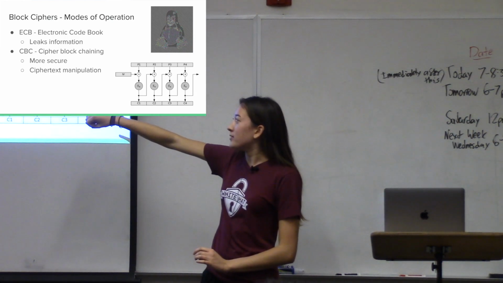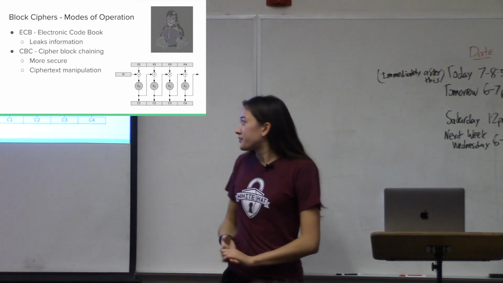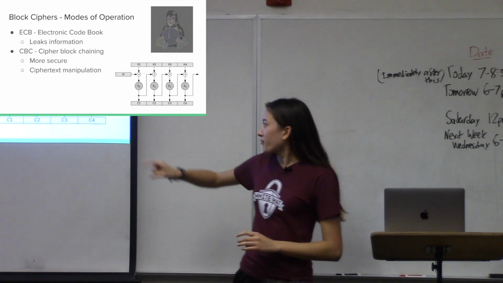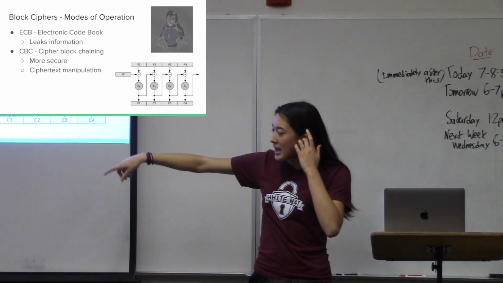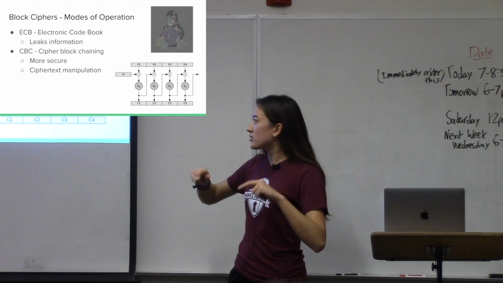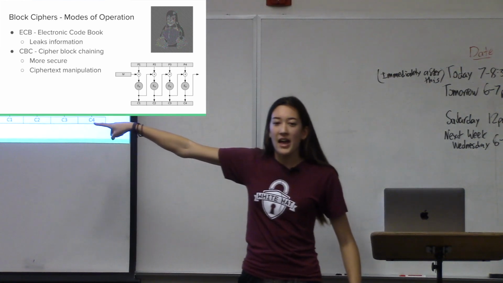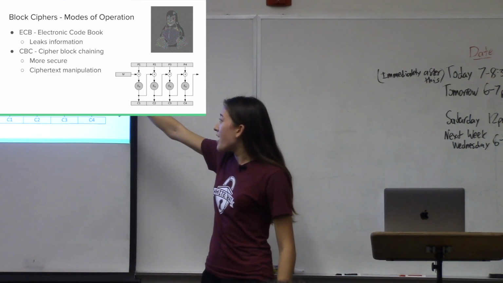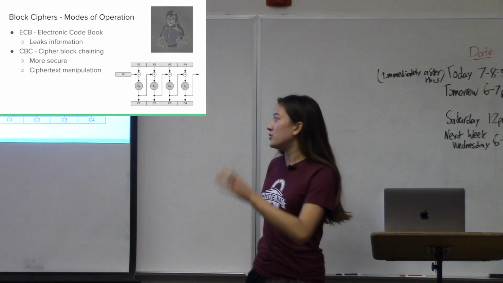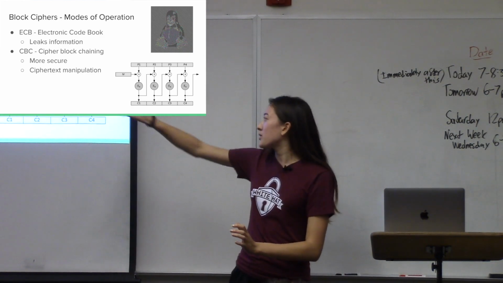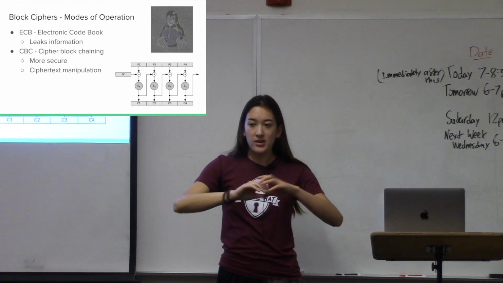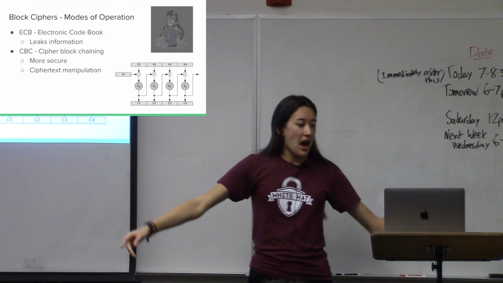So we also have CBC, which is cipher block chaining. And this is a lot more secure, and this is a lot better. And this is because your first block of plaintext is XORed with some initialization vector, which is that IV right there. And that does not have to be secret. So you XOR those two things, and then you encrypt that, and you generate your first block of ciphertext. And then you take that first block of ciphertext, and you XOR that with your next plaintext block, and then you encrypt that. And so on and so forth until you get your entire string of ciphertext.